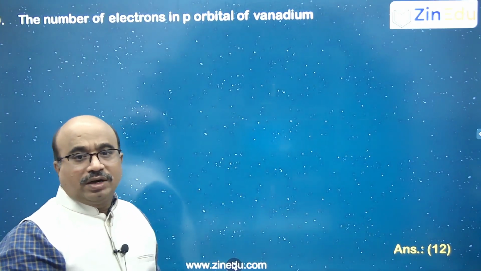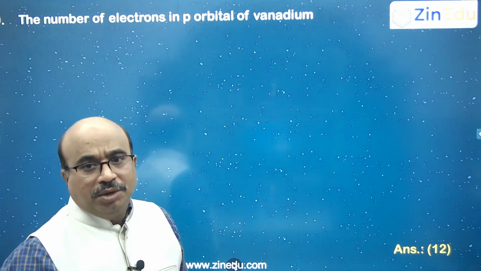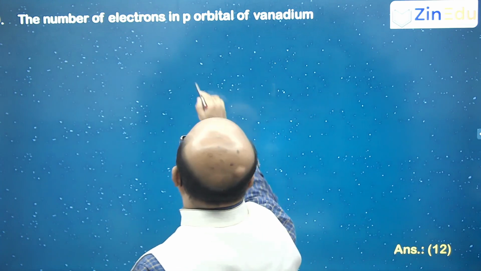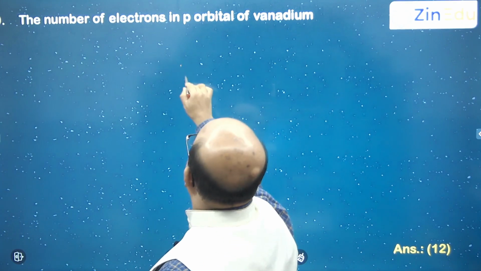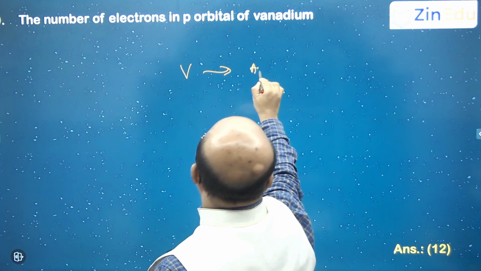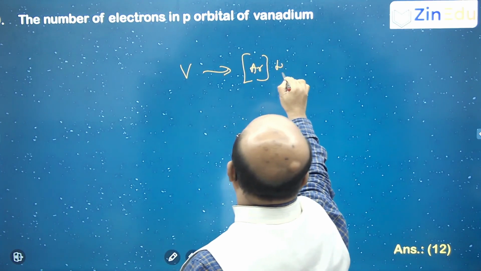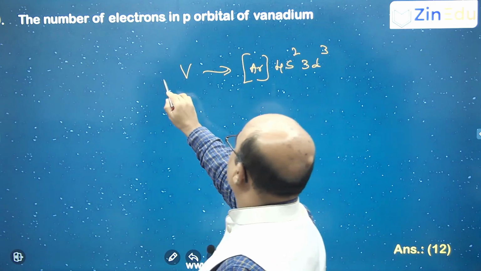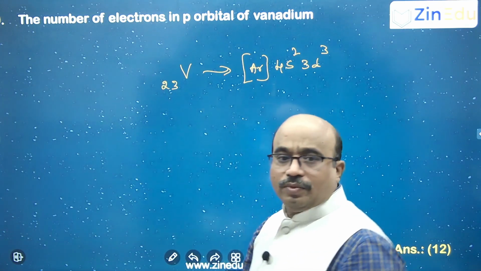Then, number of electrons in p orbital of vanadium. So we have scandium, titanium, vanadium. The vanadium configuration is argon 4s2 3d3, where the atomic number is 23.